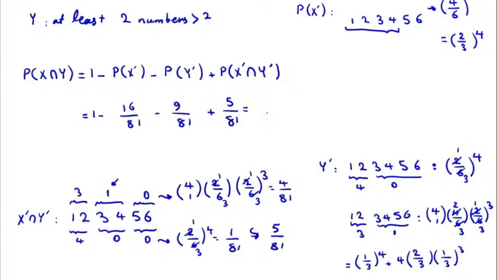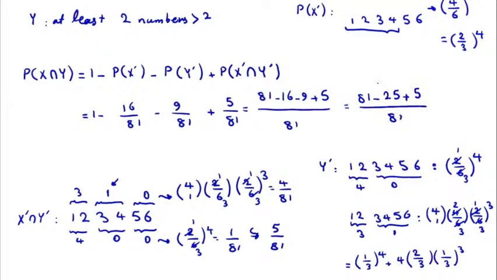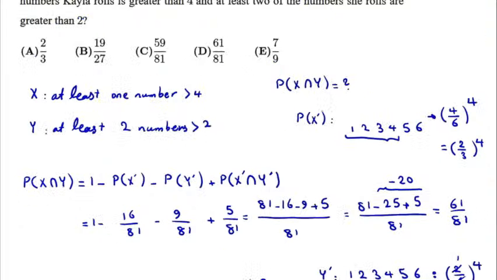So let's use a common denominator. It will be 81 minus 16 minus 9 plus 5. It will be 81, 16 and 9 will be 25 plus 5 over 81. And here it will be negative 20. 81 minus 20 will be 61 over 81. And the answer is D.